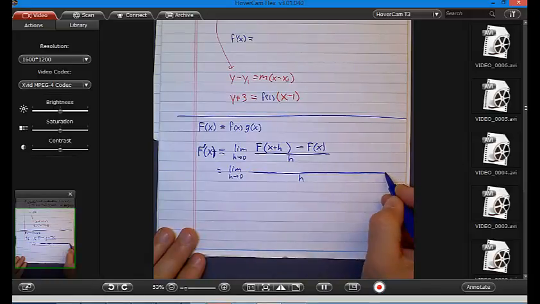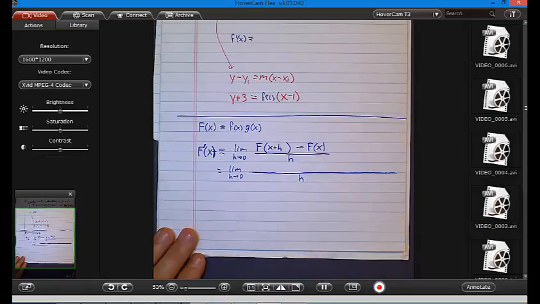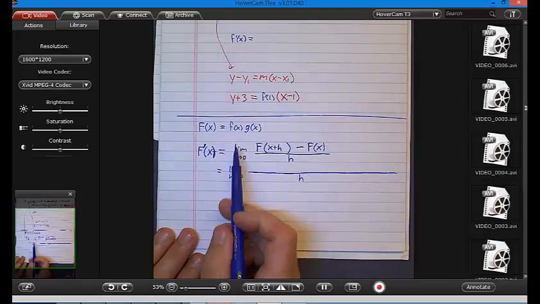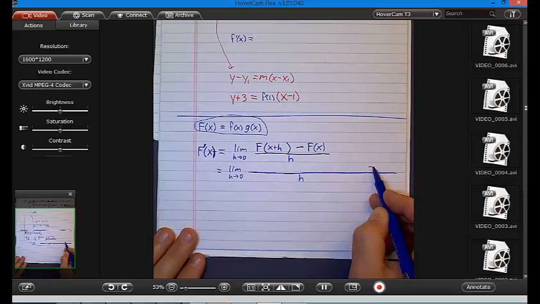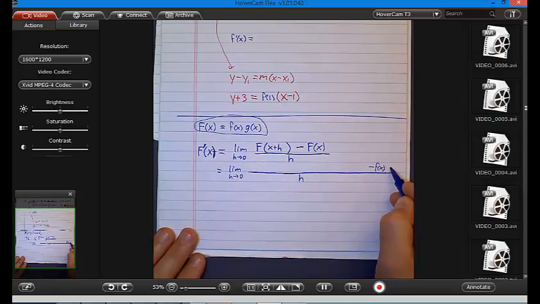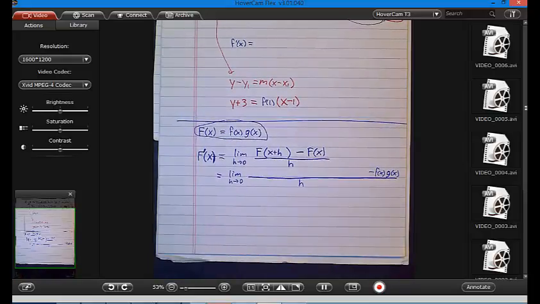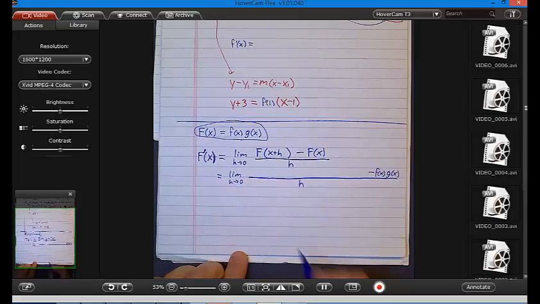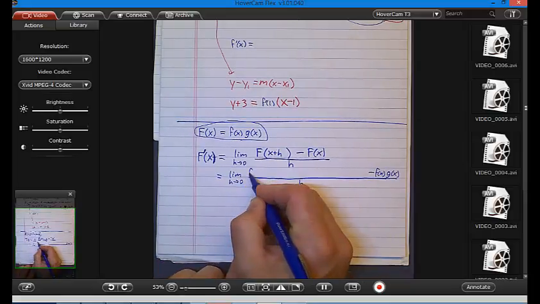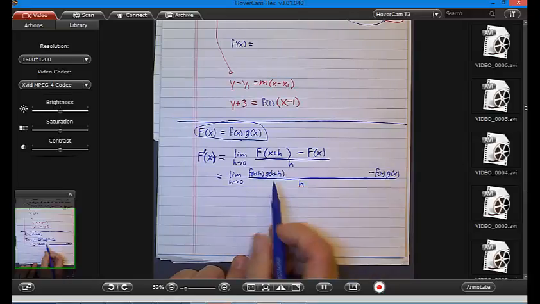Now, please do me a favor when you're doing this. See where it says big F of x? What are we going to replace that with? Well, little f, little g, right? That's what big F of x is. But let's put it way over here on the right. Little f of x, little g of x is what we're going to be subtracting. Okay? Now, over on this side, way on the left, what am I about to write? Little f of x plus h. Good. Little g of x plus h. That's right, because that's what big F of x plus h is.